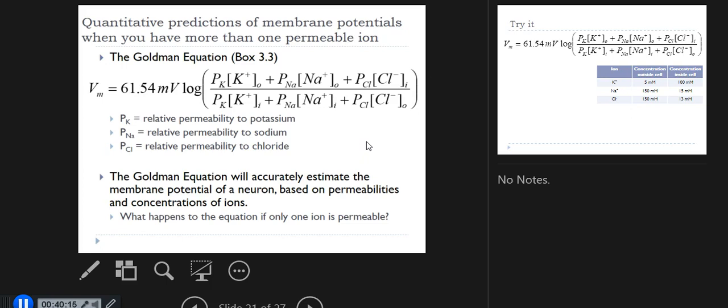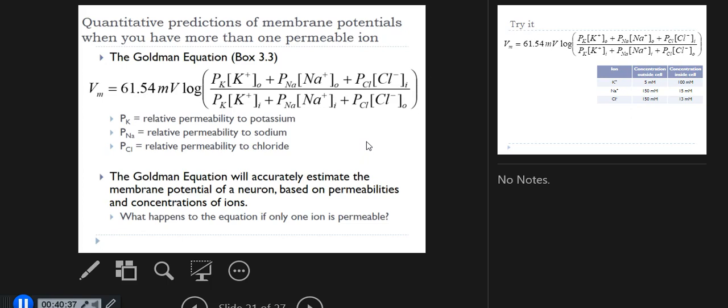Once you're able to do it comfortably on a calculator, if you want to do it in Excel or something to speed it up, you can. That's fine. But the great thing about all this is that this equation will give us pretty accurate estimates of the membrane potential of any given neuron if we know how permeable all the different ions are and if we know the concentrations of all those different ions. There's this little question that's kind of cool.